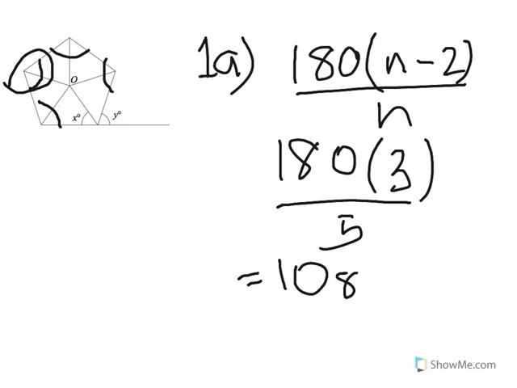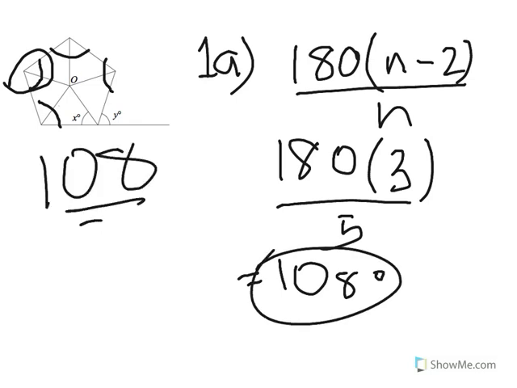108 degrees. Now if we look at this, x is not exactly the whole interior angle, but it's half of the interior angle, since the line is coming straight from the center and cutting it in half. So we take this angle and we just divide it by 2. And that'll give us an answer of 54 degrees.